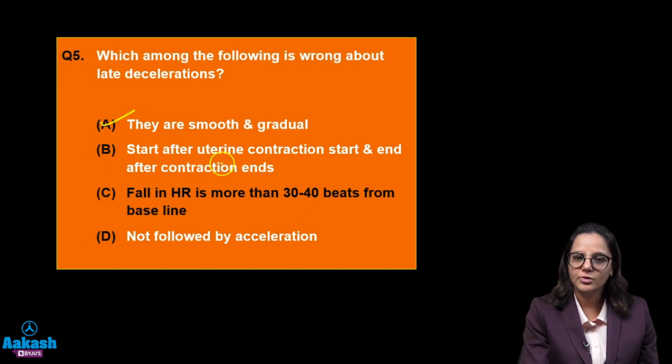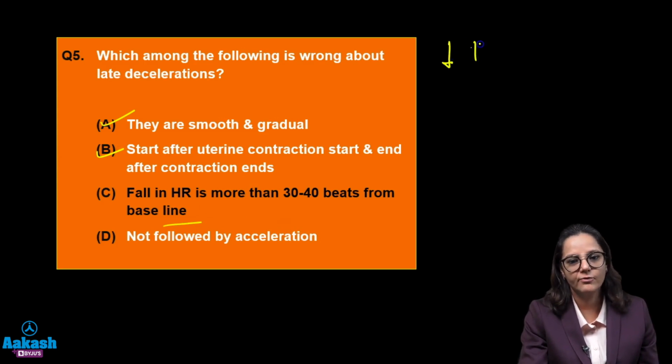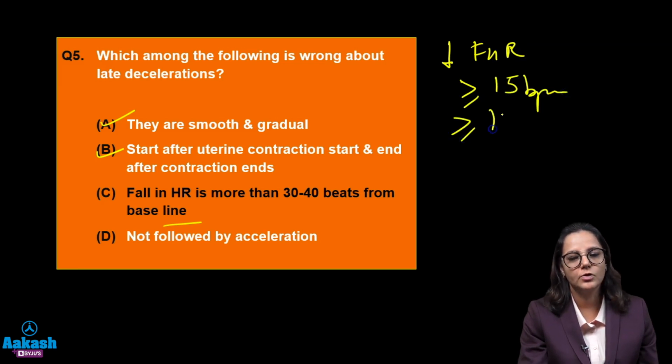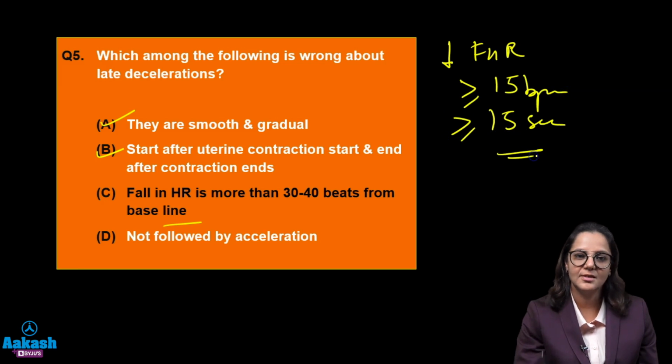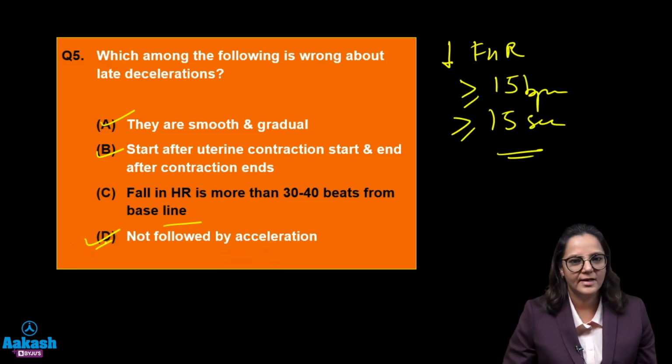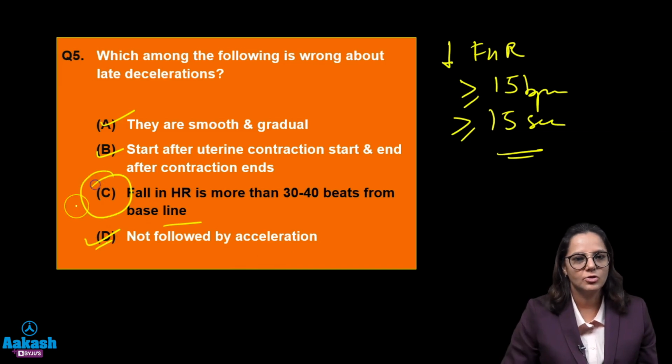They start after the uterine contraction starts and end after the uterine contraction? Yes, because they are not in mirror image. The fall in heart rate is by more than 30 to 40 beats per minute from baseline? No. So for all decelerations, any dip in fetal heart rate by more than or equal to 15 beats per minute for more than or equal to 15 seconds is the definition. Okay. It is not followed by acceleration. Well, it is not defined that way. So therefore, C is your option of choice.